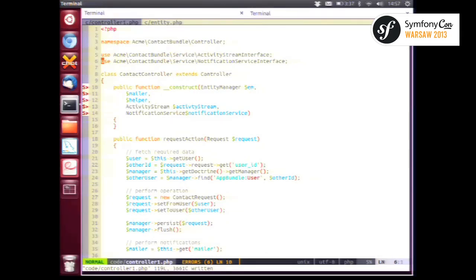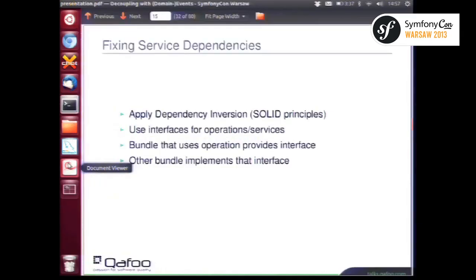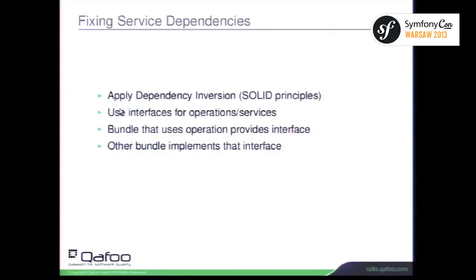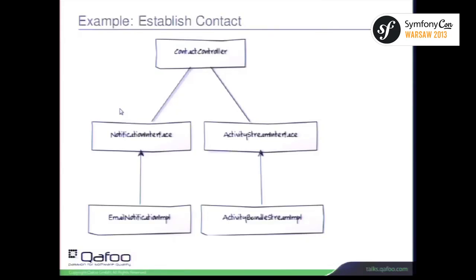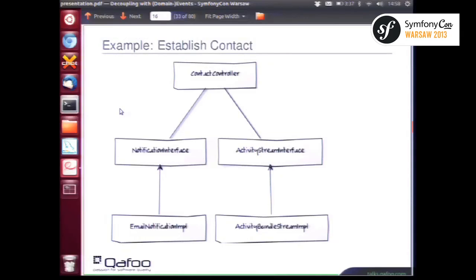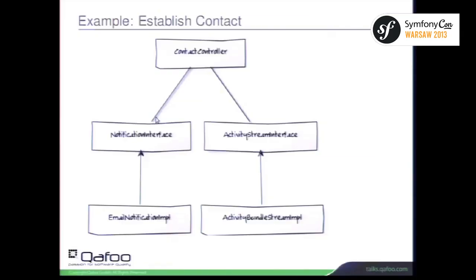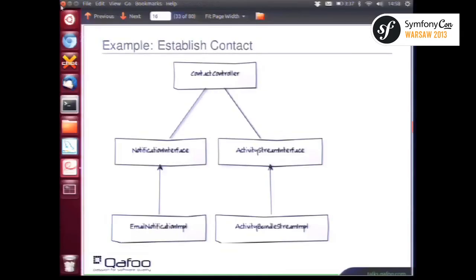It's a good solution for some of the services, but if you push this too far, you get really lots of interfaces and implementations, and it's not really helping you a lot, but you're removing the dependencies between bundles at least. This would be the example I've shown here. The contact controller gets interfaces from the same bundle, and the implementations are from different bundles. This is one way to fix the service dependencies, but obviously this doesn't reduce the code in the controller. We just switched one implementation for an interface.